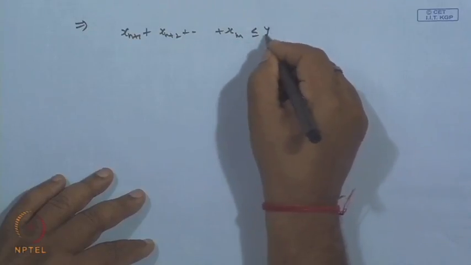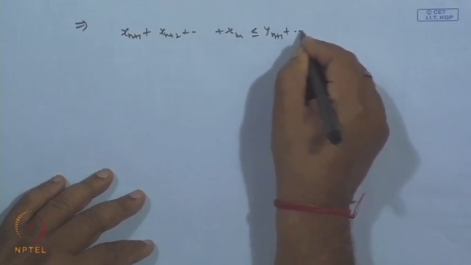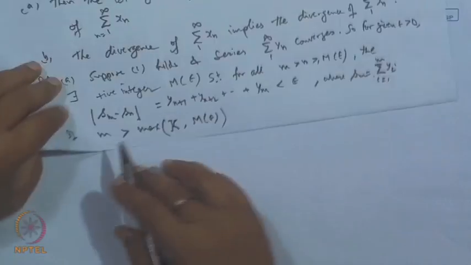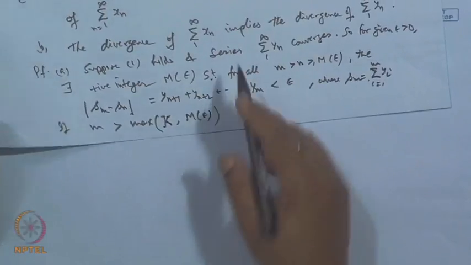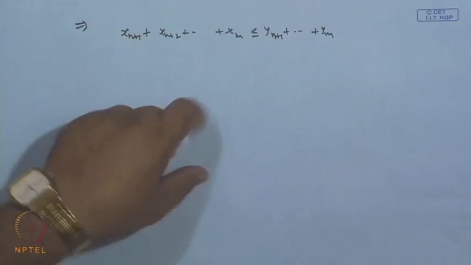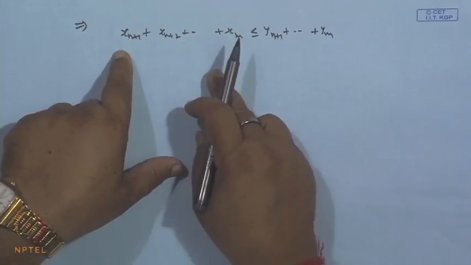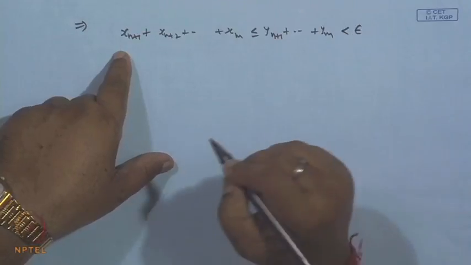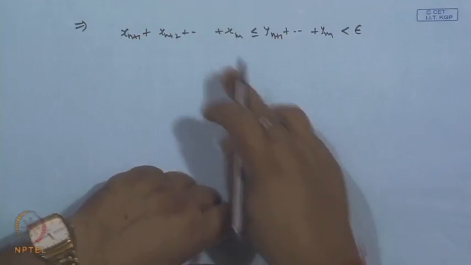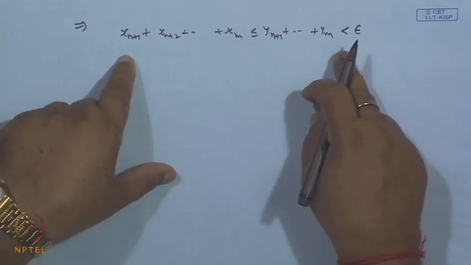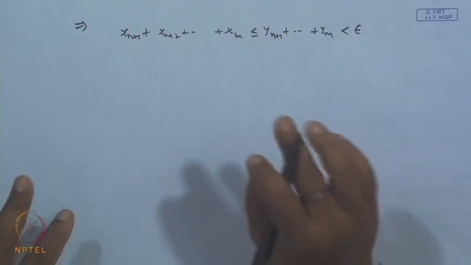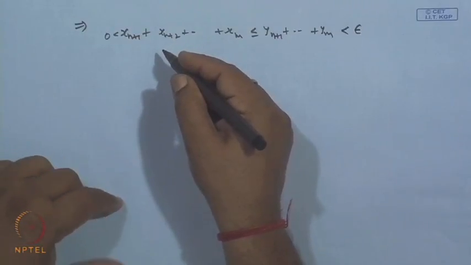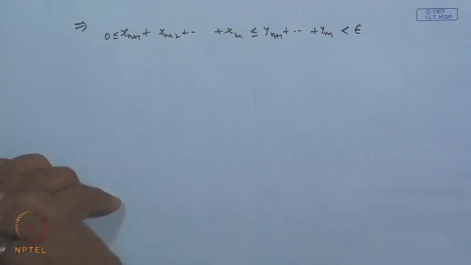This will remain less than x_{n+1}, x_{n+2}, ..., x_m, because x_n is less, because m is greater than the number. So, it satisfies both the conditions, okay. And then this will be less than epsilon. This is true for all m greater than the maximum of k and n, and this is greater than 0, because all terms are positive. So, it will be greater than or at the most equal to 0.